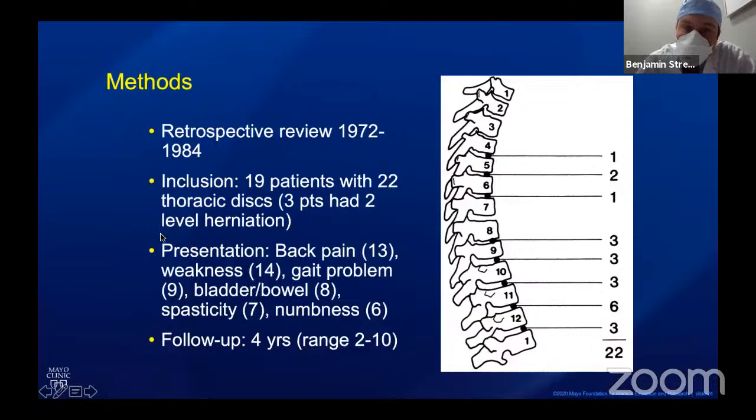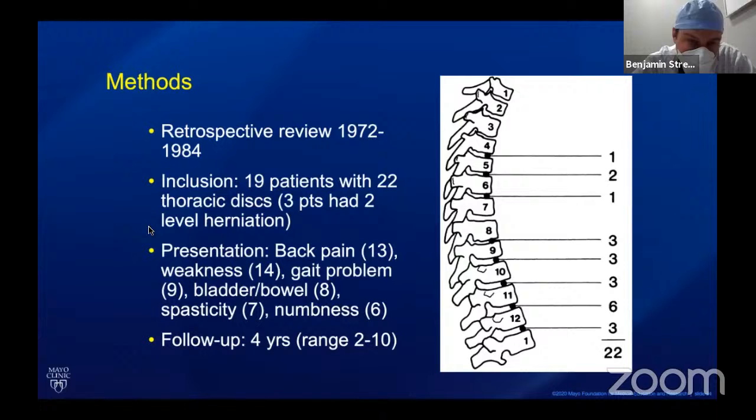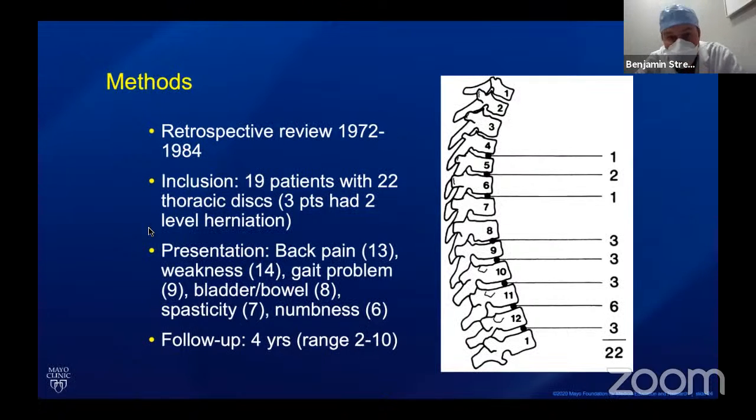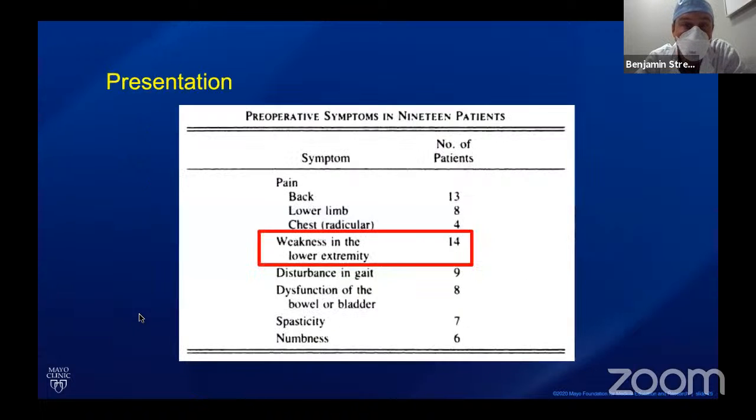These 19 patients had 22 levels of thoracic disc herniation that you can see on the graph to the right. Again, predominant in the lower thoracic spine, but certainly some in the T4 to T7 region. Their presentation, which I'll highlight in the next slide as well: they did have several with back pain, but most had lower extremity weakness, gait problems, bowel and bladder problems, and spasticity. Their follow-up ranged from 2 to 10 years with an average of 4 years, so quite a nice series of follow-up.